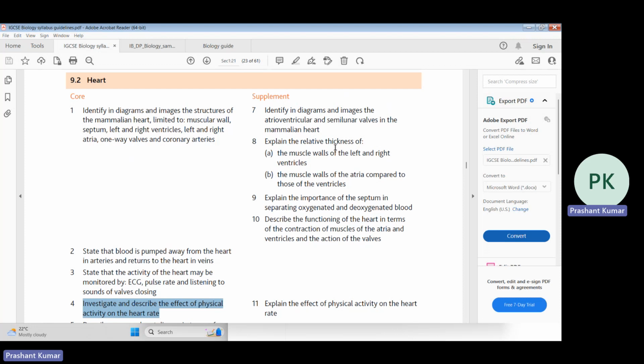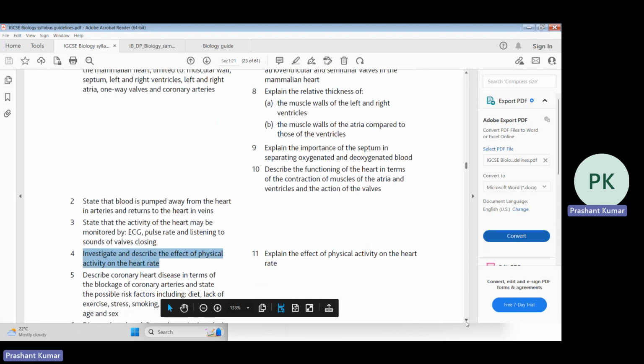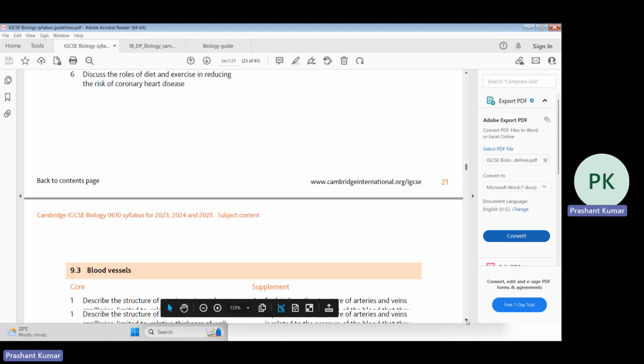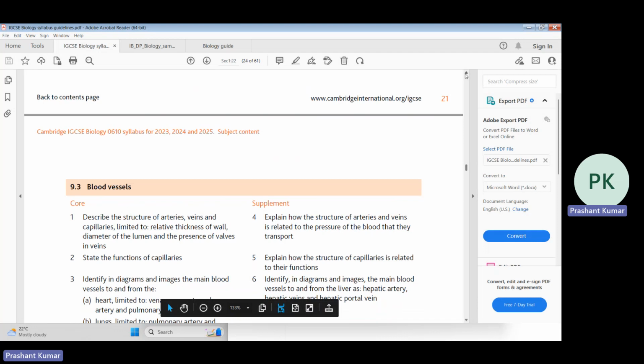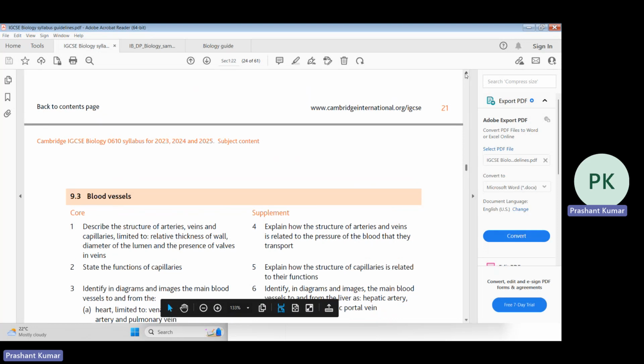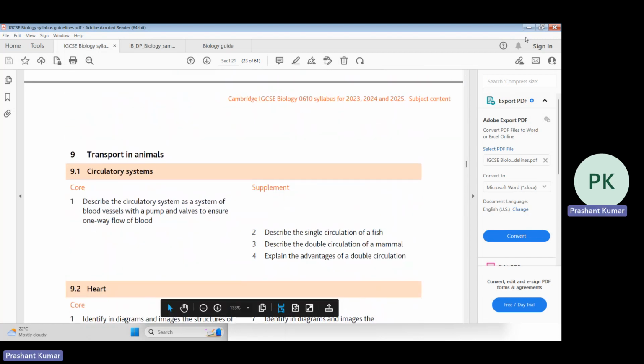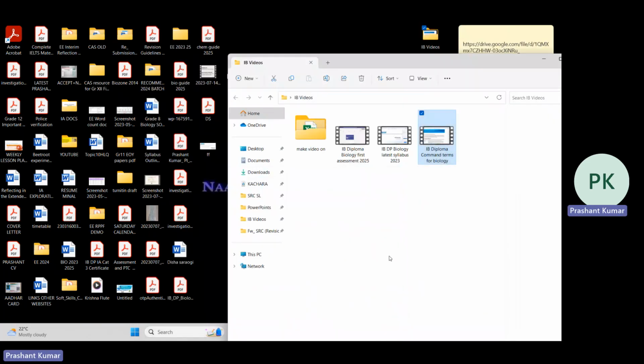Then we'll talk about why the left and right ventricle walls differ in thickness. Then we'll talk about the importance of the septum for oxygenated and deoxygenated blood. Describing the function of the heart in terms of contraction of the muscles of the atria and ventricles. Then we'll explain the effect of physical activity on heart rate, and what changes you will find. Blood vessels we will discuss in the second section of the topic. So today we will start with 9.1 and 9.2. So let me begin.